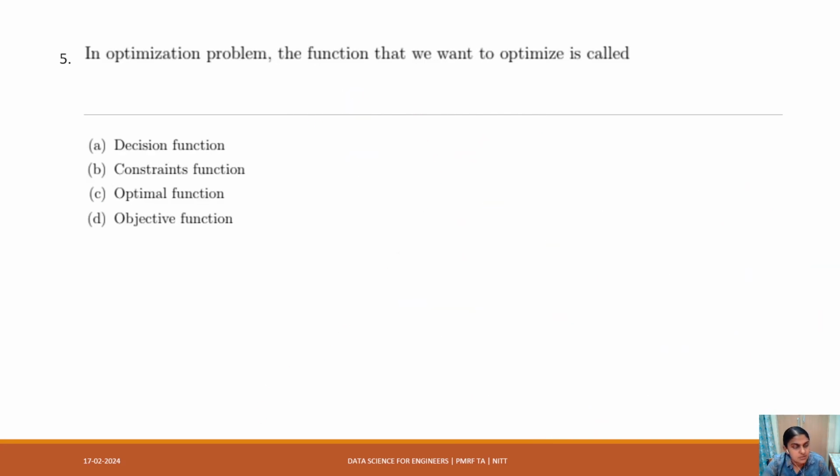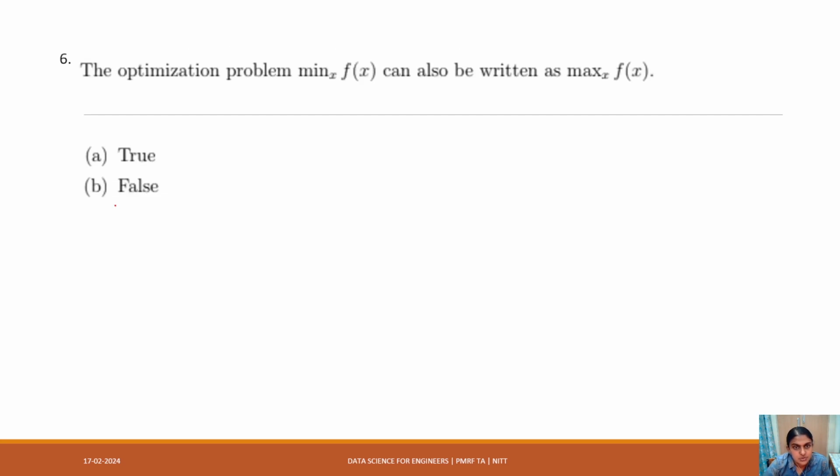Next one, it's a theory question. In the optimization problem, the function that we want to optimize is called, everyone can answer. Yes, objective function. The optimization problem, minimum of f(x) can also be written as maximum of f(x), true or false?